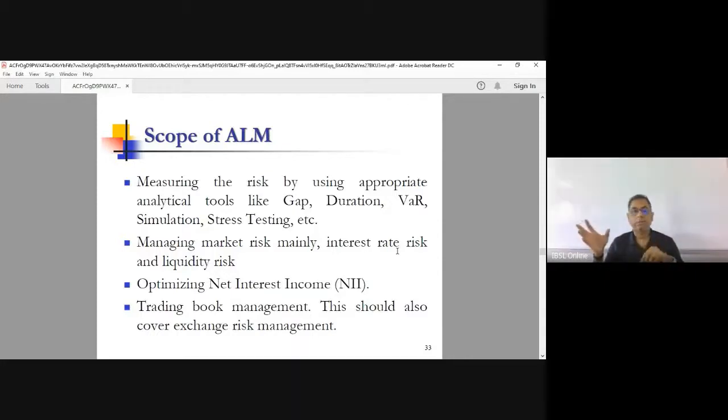And why do we make the decision? Going back to this, to optimize net interest income and to make sure that the return is healthy and sustainable. So there's a point on trading book management. It's not necessarily an ALM function, but it talks about how Treasury should manage its trading book and also exchange risk within that. But it is more specifically a global markets operation rather than a Treasury ALCO operation, although it's there.